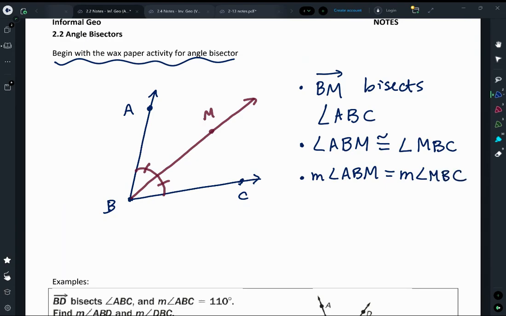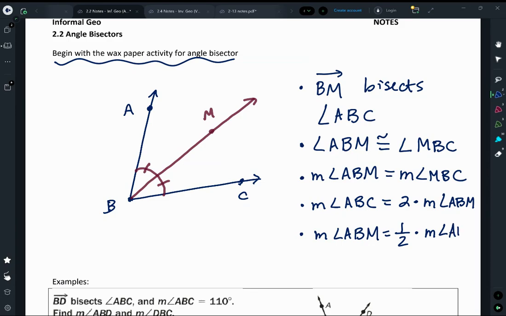That whole angle ABC is twice what one of those smaller angles is. So it's 2 times the measure of angle ABM. And if we look at the measure of angle ABM, that's going to equal 1/2 times the measure of the big angle, ABC. Those are some things we didn't add in class, but I think would be really useful for next year.